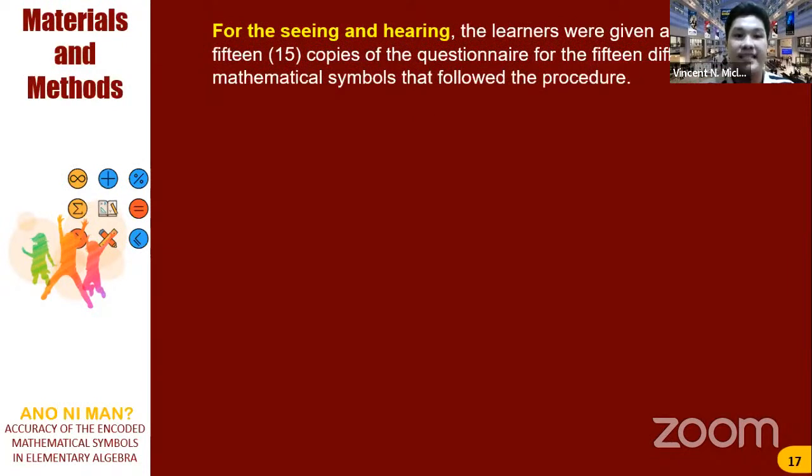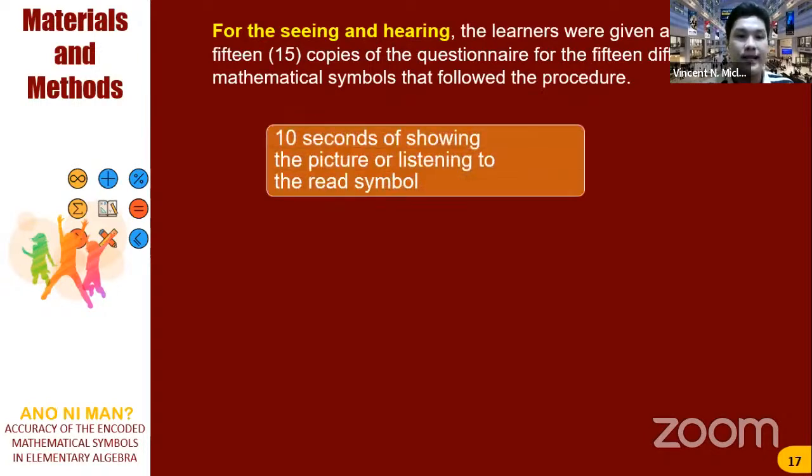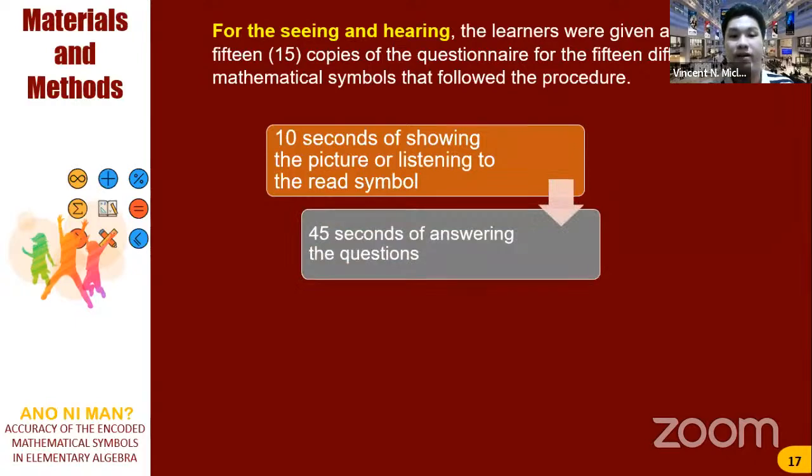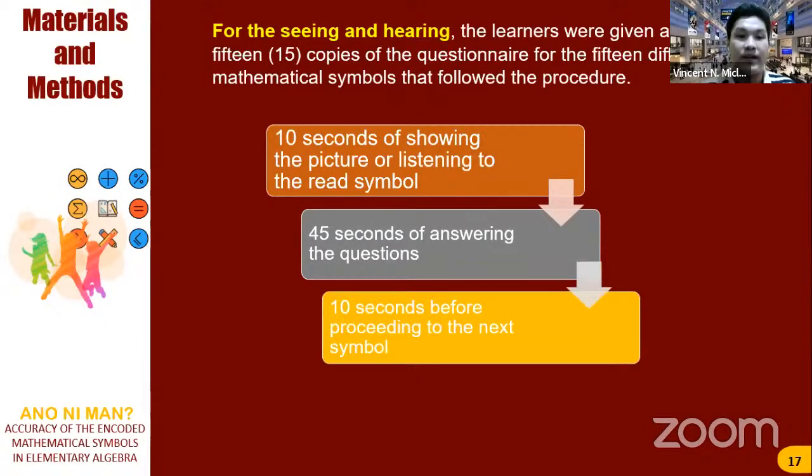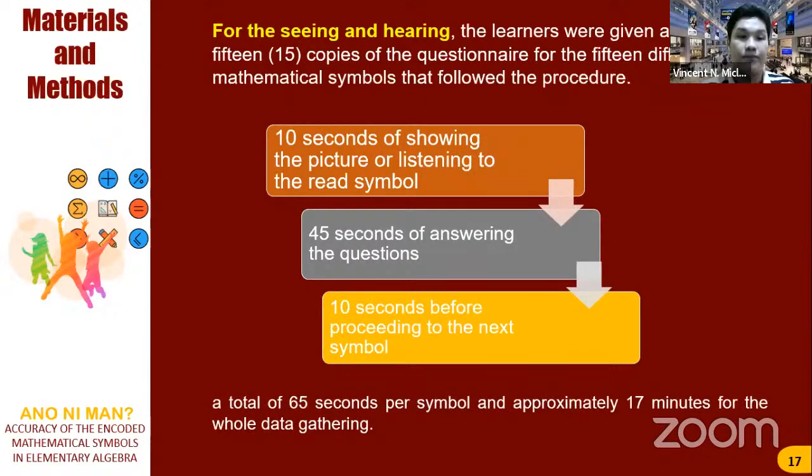Now for the actual data gathering method that we used, for seeing and hearing, the learners were given a set of 15 copies of the questionnaire for the 15 different mathematical symbols that followed this procedure: 10 seconds of showing the picture or listening to the read symbol. Then after that, they were given 45 seconds to answer the questions in the questionnaire. And finally, they were given an additional 10 seconds before proceeding to the next symbol. So for a total of 65 seconds per symbol and approximately 17 minutes for the whole data gathering.